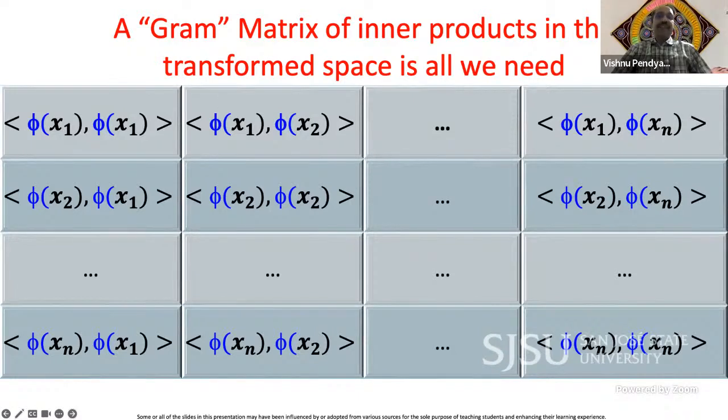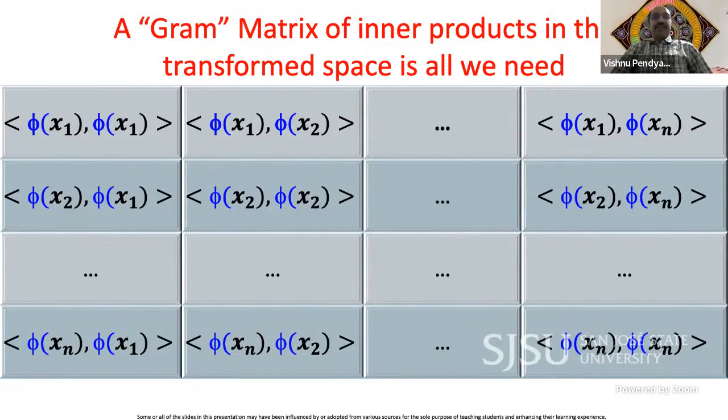A gram matrix is basically a matrix of inner products like this. But because it needs to be in the transformed space, we apply the transformation function phi, right? So we just need this matrix of the inner products, similarities between two data points. Dot product is nothing but similarity, right? Inner product or dot product tells you how similar two points are.